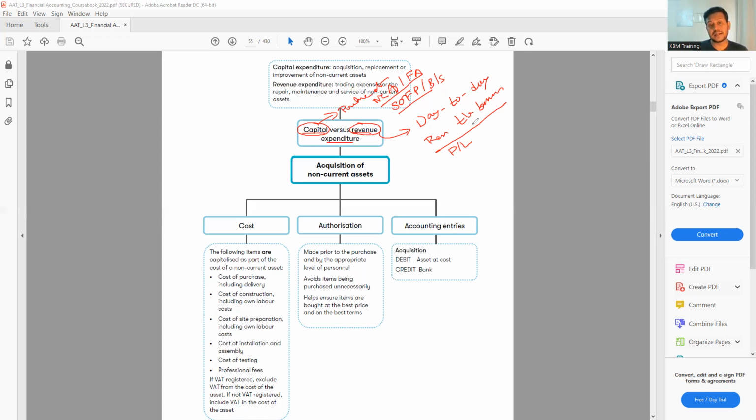As I said, it could be just the overheads. For example, the rent, rates, advertising, wages and salaries. This sort of thing is relevant to our revenue expenditure.